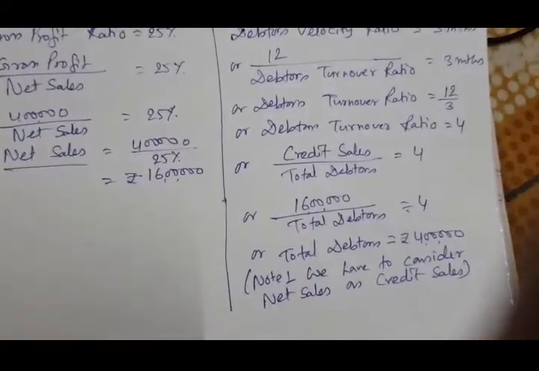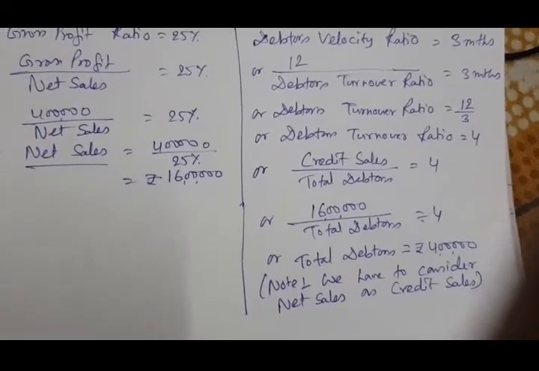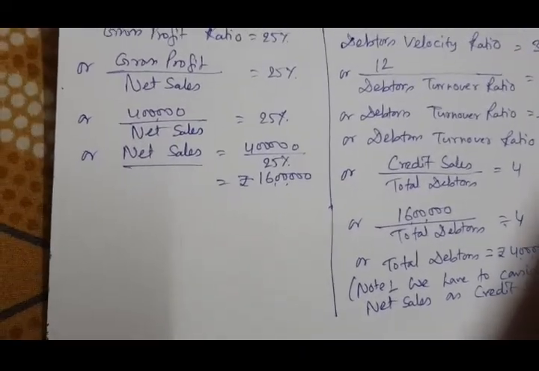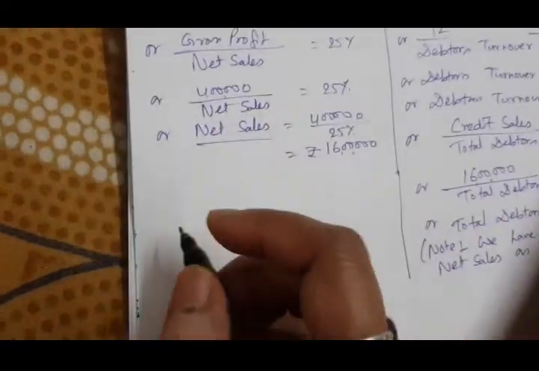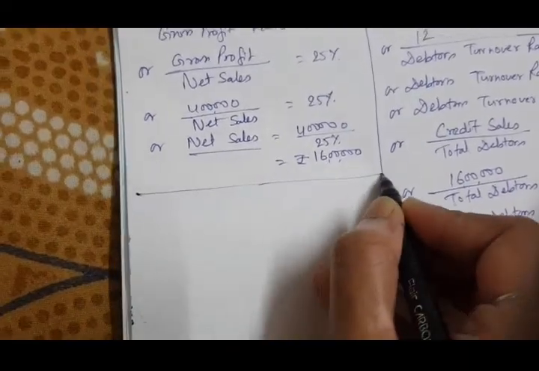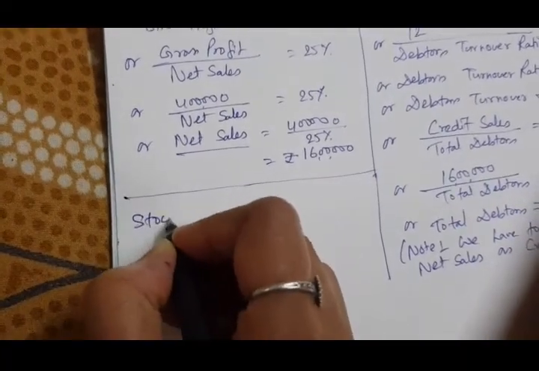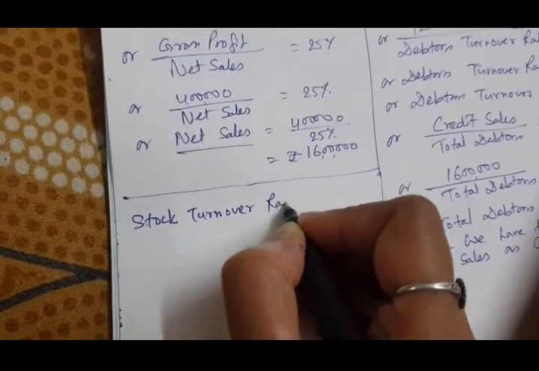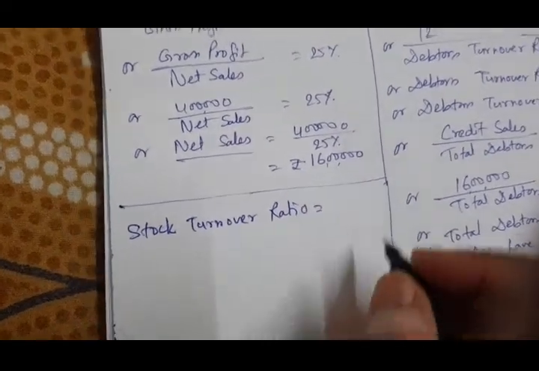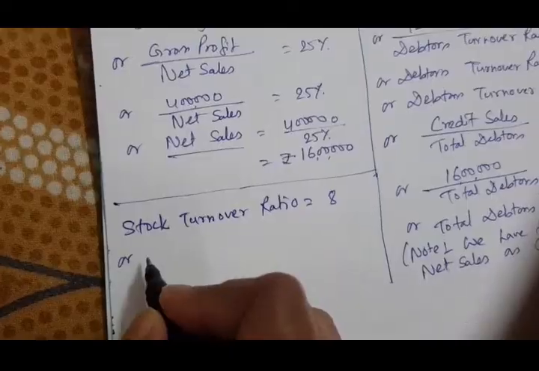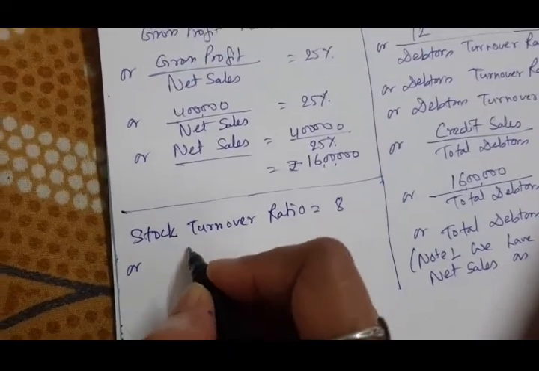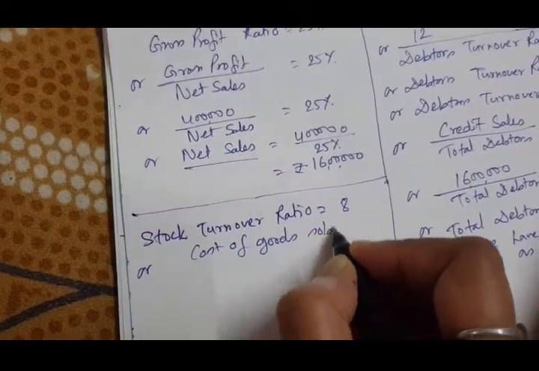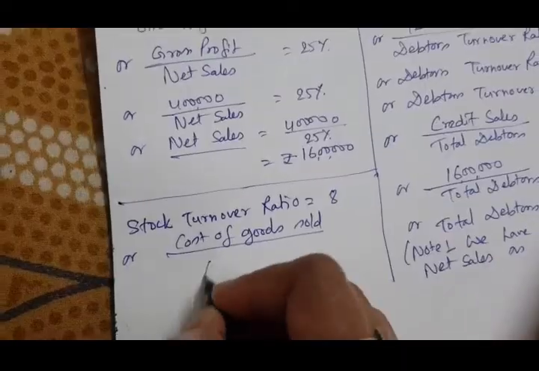Now what else can we compute? We can now compute another one, that is stock velocity ratio, or stock turnover ratio, you can say. So let me do that. I'm writing stock turnover because the result is given in times. It is 8 times. What's the formula? Cost of goods sold divided by average stock.